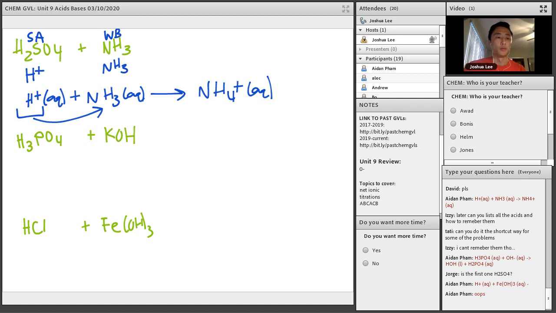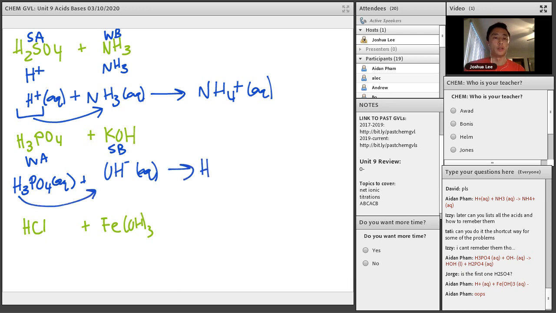The next one, this is a weak acid, strong base. So for this one, weak acid, we rewrite it H3PO4 aqueous plus. Strong base, we could rewrite it as OH minus. And then the acid will donate one hydrogen, so you get H2PO4 minus plus HOH liquid.